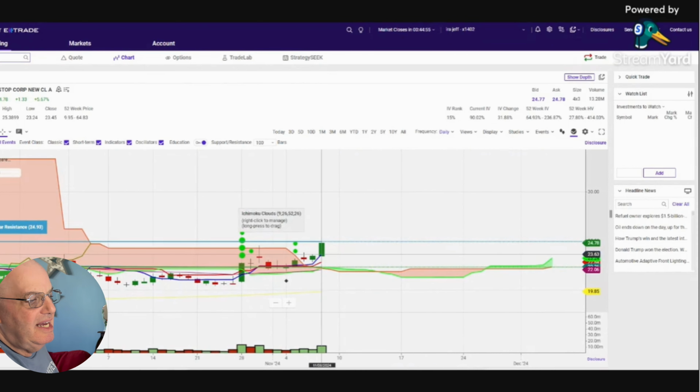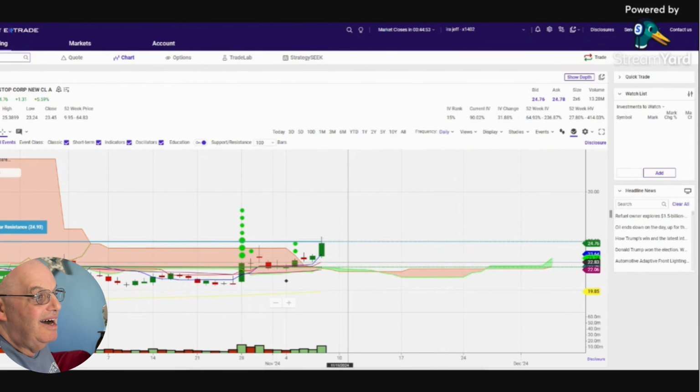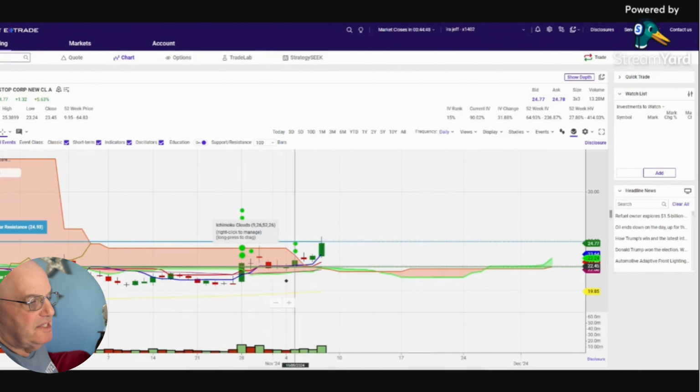But just for fun, this may be buyable. I'd want it to start waving more before I buy it. So this one, look, it's in the cloud, in the cloud, in the cloud, comes out of the cloud. Not a buy. Yesterday would have been a buy, I just didn't see it.